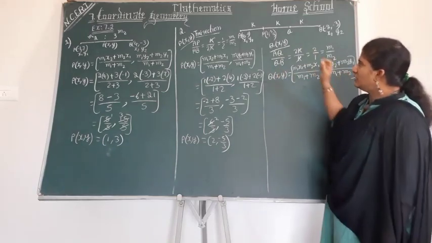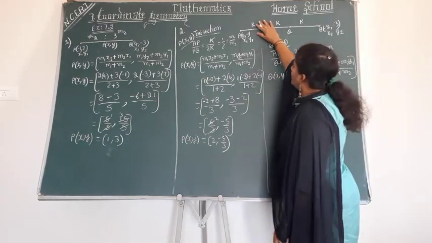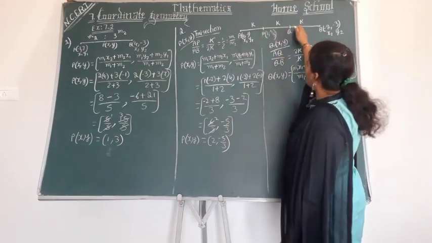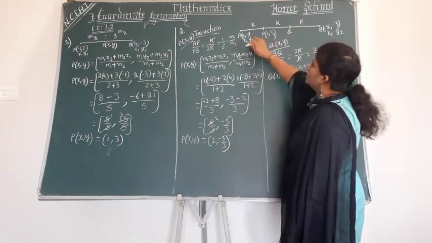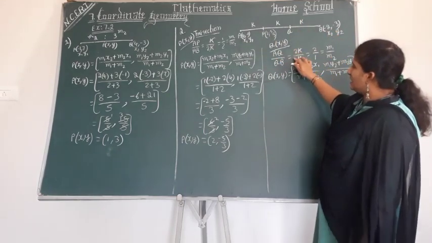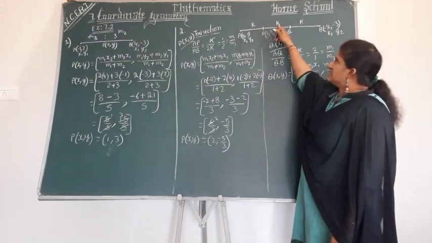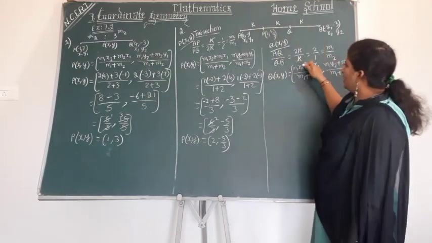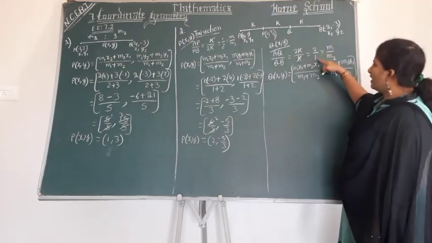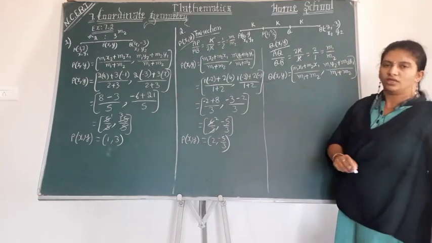What is this method? Now forget about the Q coordinate here. Concentrate at Q. So this line segment is divided by Q. So that is AQ by QB is equal to what? K plus K, 2K by K will be cancelled. Your ratio will be 2:1. That is M1 is to M2.